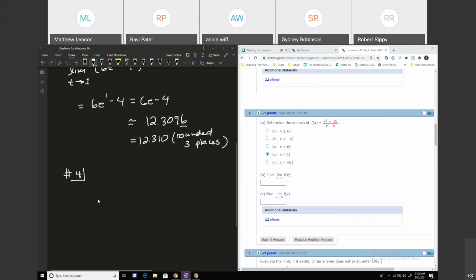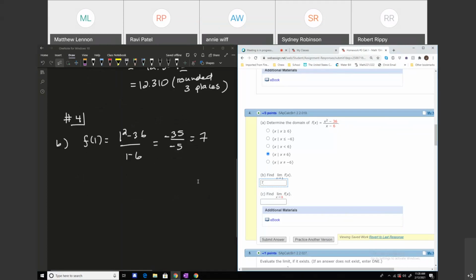So f of 1 is going to be the same thing as the limit, which is 1 squared minus 36, so this is for part B, over 1 minus 6, which is negative 35 over negative 5, or 7.